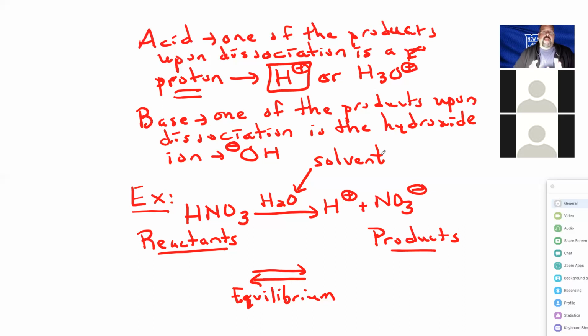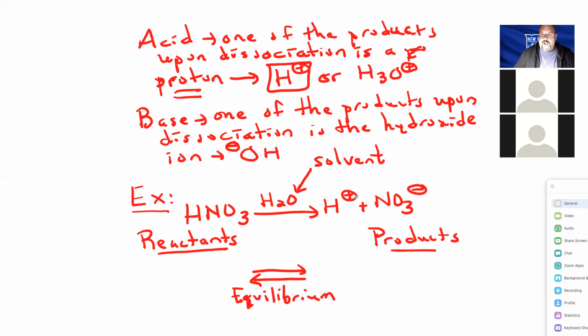Now, here's the ultimate goal. The ultimate goal is that you should be able to look at this equation and tell whether, according to the Arrhenius definition, this substance is behaving as an acid or a base. So first off, let's look at the product side.